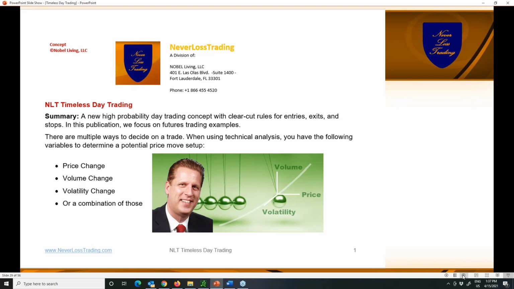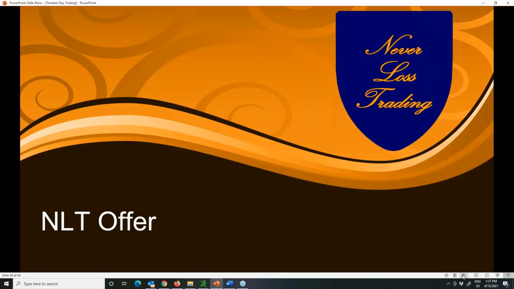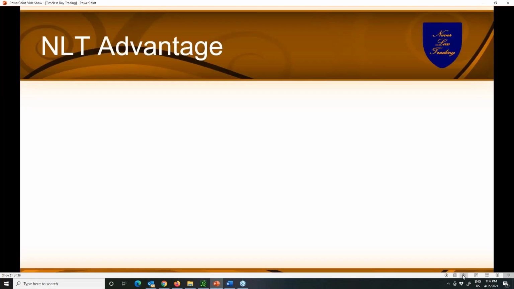You saw these pictures that I showed you. They are part of that concept, telling you when to trade, when not to trade, and how, yeah? Under which conditions will I enter? How will I go forward? I show you now the offer, and that's for traders that are serious, and also the advantage.